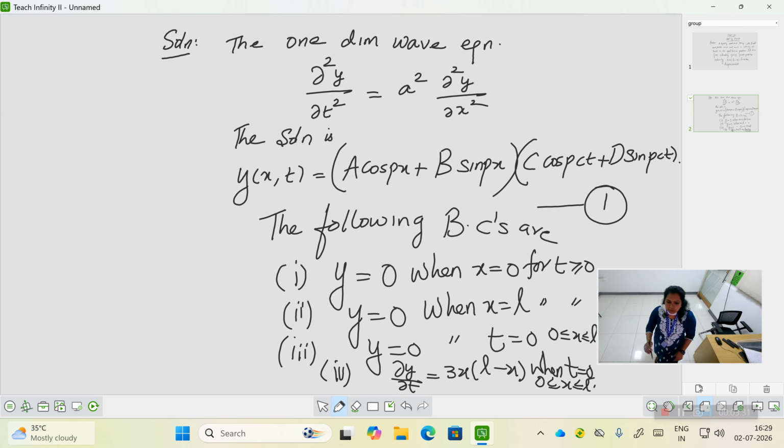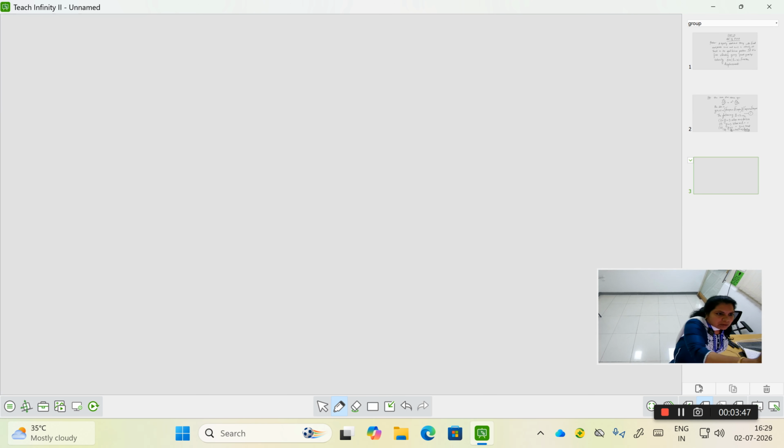So we are going to eliminate all the constants one by one. So we have to apply one boundary condition. So how will you do that? First you apply this boundary condition to this solution. We will get the constant. So apply boundary condition 1 in equation 1.